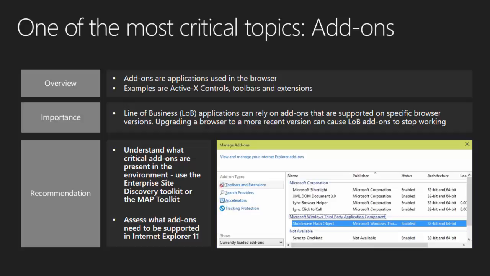This is important though if you do have line of business applications that rely on these. Things like Intune management, other tools that require Silverlight or other plugins for management purposes, obviously these are things that you do need to understand. So you can use the Enterprise Site Discovery Toolkit or the Microsoft Assessment and Planning Toolkit, which we've covered in multiple previous video recordings, to determine what it is that's actually out there inside of the customer's environments.